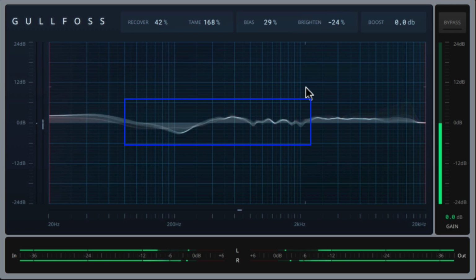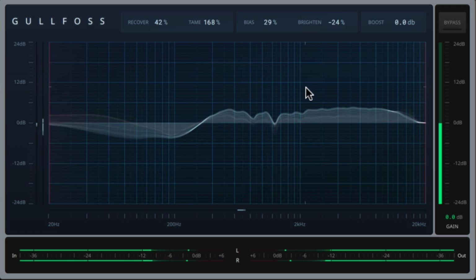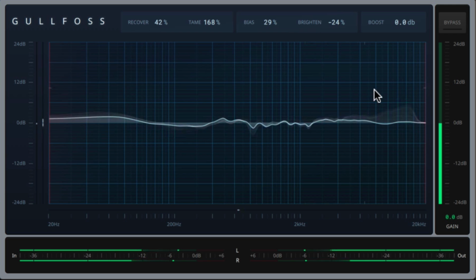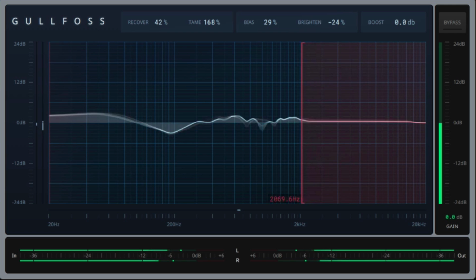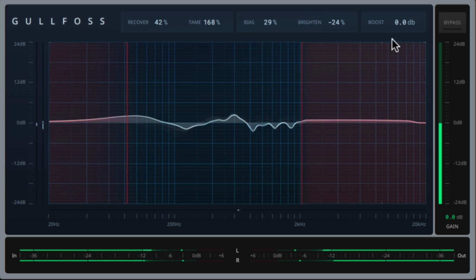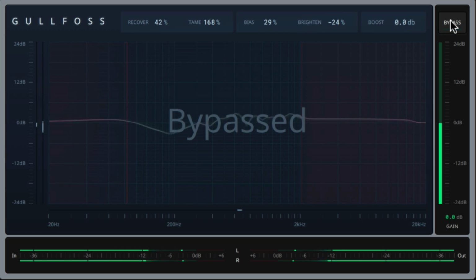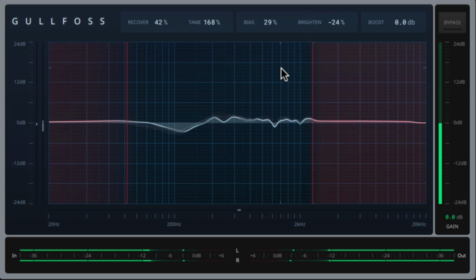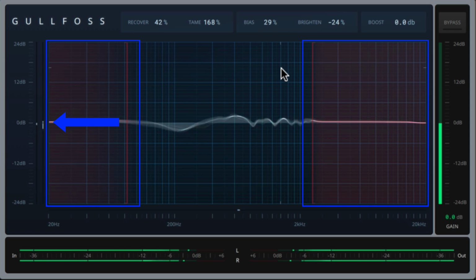So I like what Gullfoss is doing with the mid-range, but I don't really want to affect the high end at all, and only the mid-low end. So I can use the range limiters to limit the range of Gullfoss's processing. So the left marker limits everything below it, and the one to the right limits everything above it.